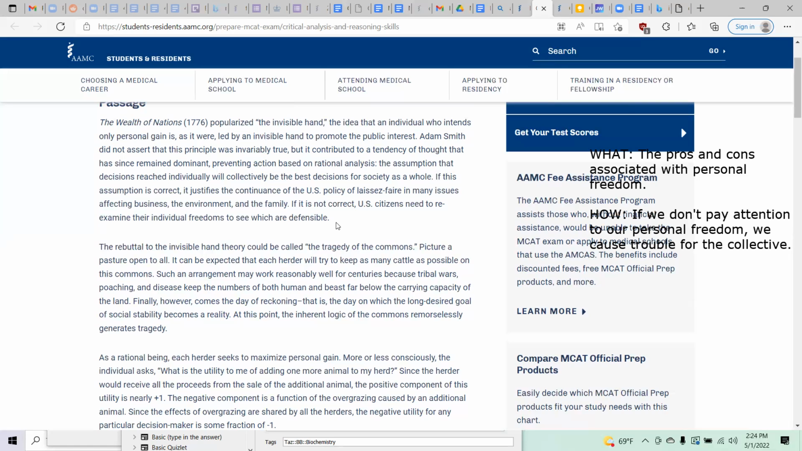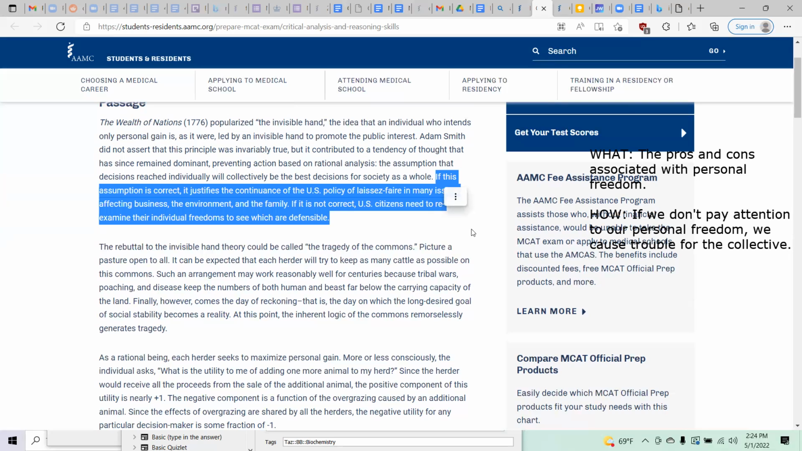In this paragraph, I would not have highlighted anything, or I would have highlighted this part: if it is not correct, and if this assumption is correct. What does this part tell you about the author? Yeah, this one I feel like is introducing the author's opinion by saying, oh, if it is correct, then this happens. But then it even says if it's not correct, then US citizens need to re-examine their individual freedom. So saying "need to" suggests that it's the author's input here.